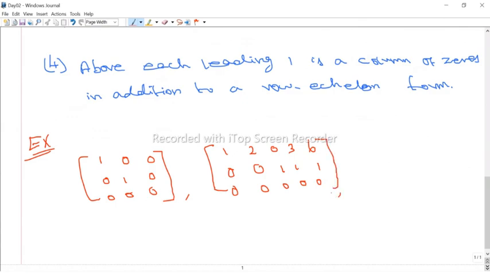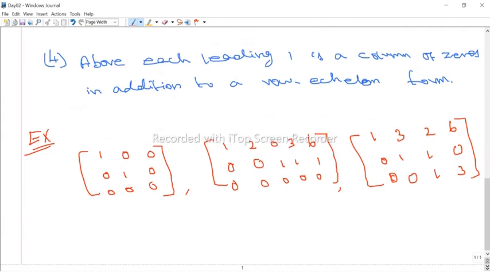Now I'm taking this: 1, 3, 2, 6, 0, 1, 1, 0, and then 0, 0, 1, 3. Suppose we have three matrices. Now, which one is row echelon form, and which one is row reduced echelon form or reduced row echelon form?